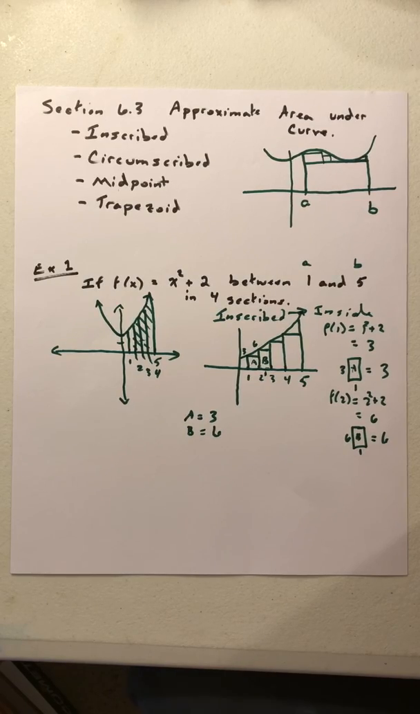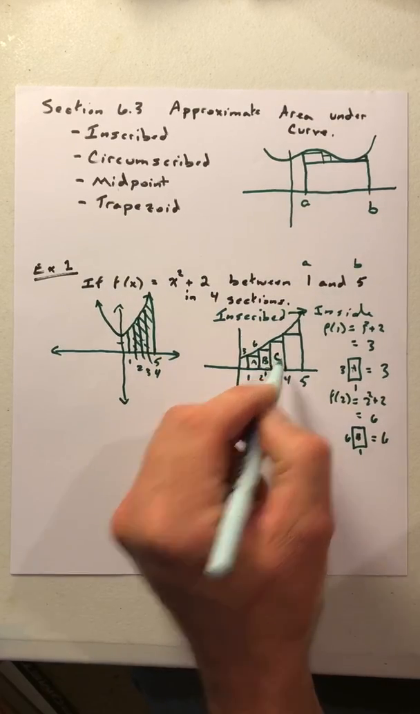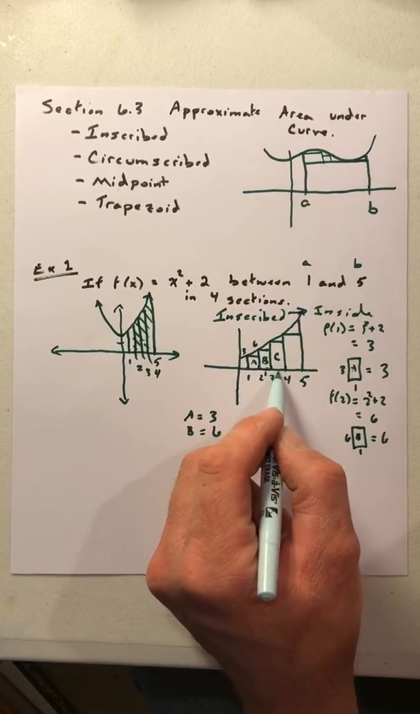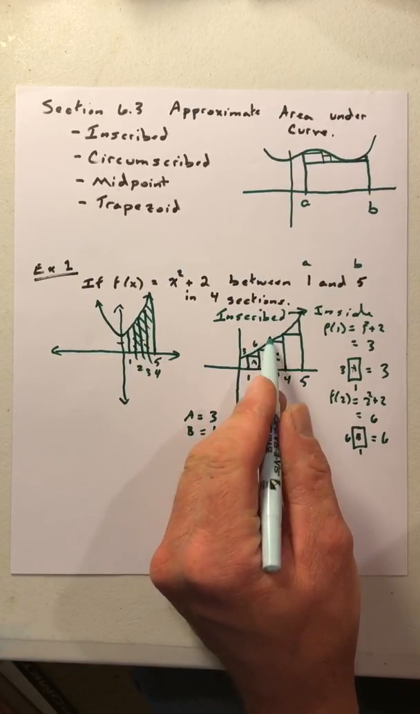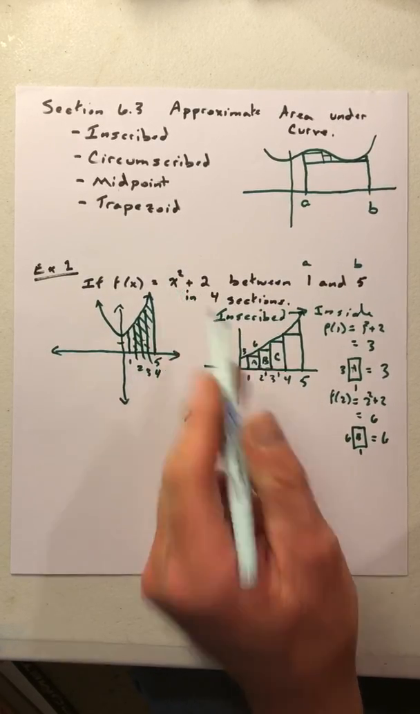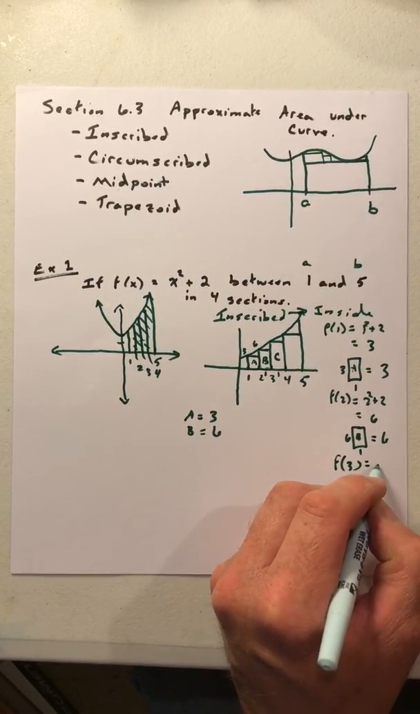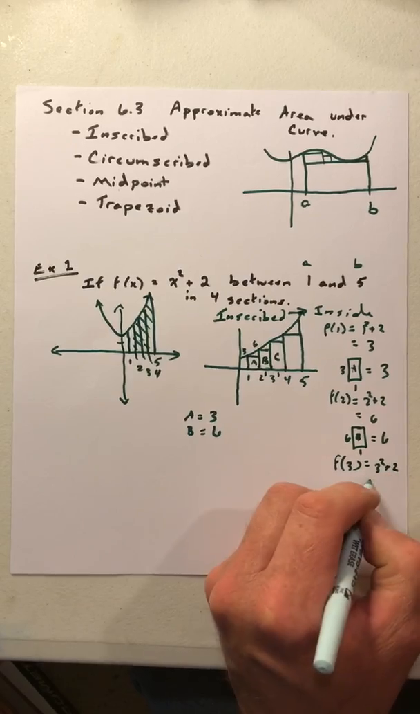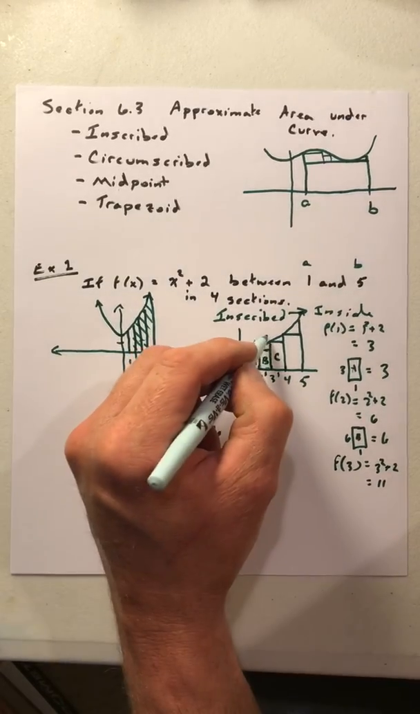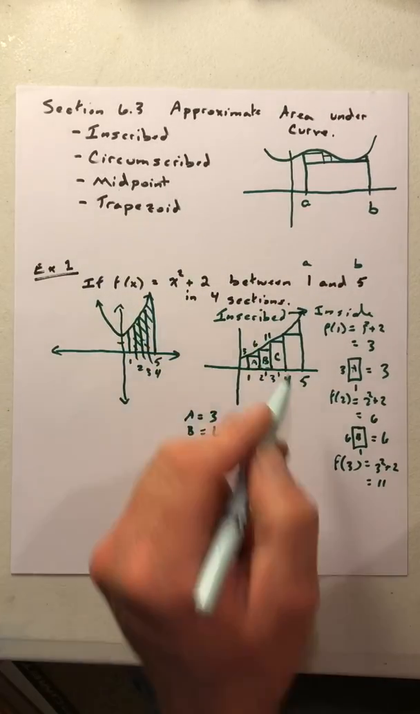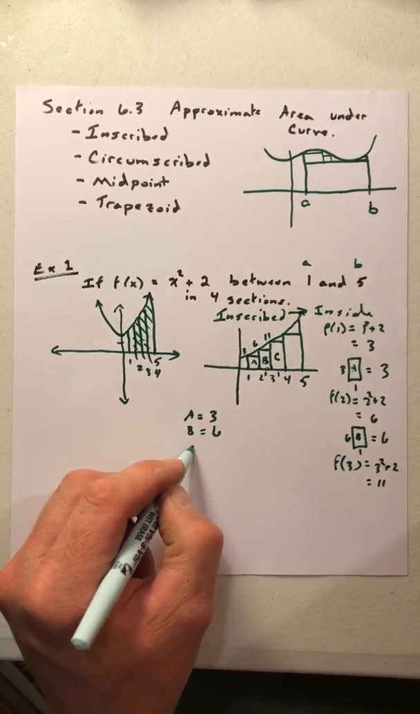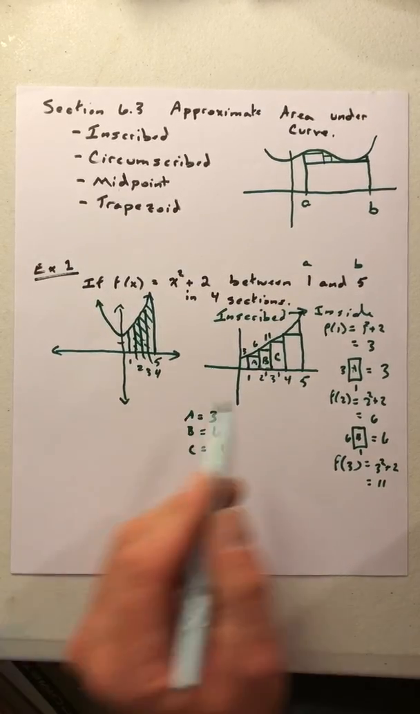So now I got area A and I got area B. I'm going to do the same thing for area C. Again, I'm 1 unit wide. How high am I? I'm going to plug 3 into my function, find f of 3. f of 3 gives me 3 squared plus 2, which is 11. So C is going to be 1 by 11, or 11 units.